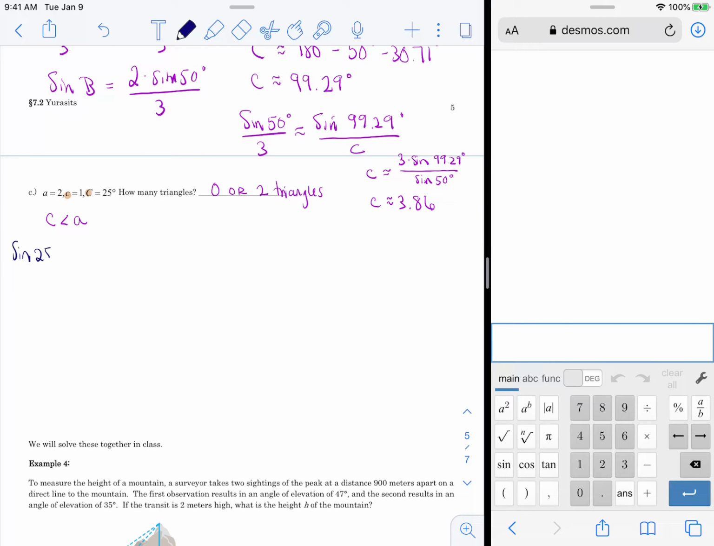So to get the ball rolling, I'm going to set up law of sines. Sine of 25 degrees over 1 equals sine of A over 2. I'm going to cross multiply. Remember, 1 times sine of A is just sine of A. And then it is safe to do this, or you can show composing both sides, whatever you feel comfortable with.